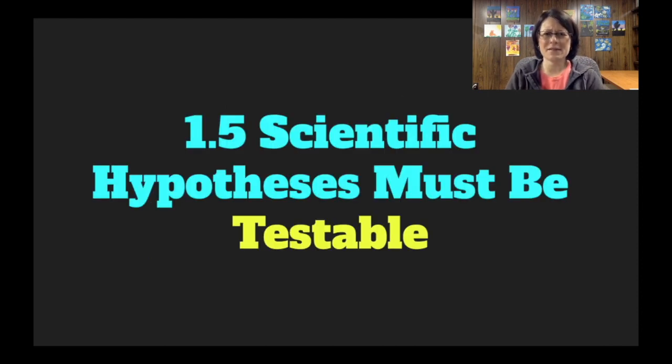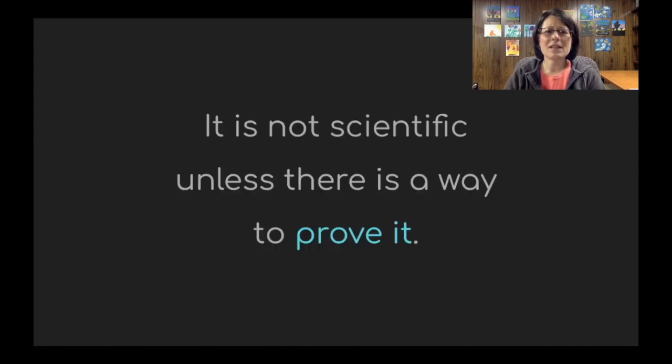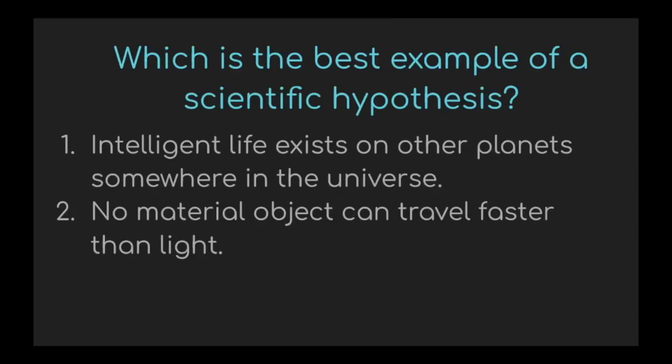Now, going back to hypotheses, scientific hypotheses must be testable. So, even though they are educated guesses, they must be tested by experiment. It is not scientific unless there is a way to prove it. Let's take a look at these two statements, and I want you to determine which is the best example of a scientific hypothesis. Intelligent life exists on other planets somewhere in the universe, which is statement number 1, or statement number 2, no material object can travel faster than light. Go ahead and pause the video and take a minute to think about these before I show you the answer.